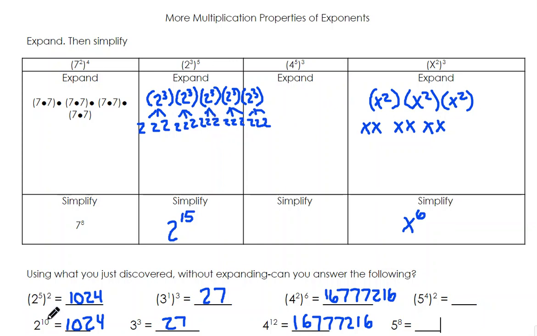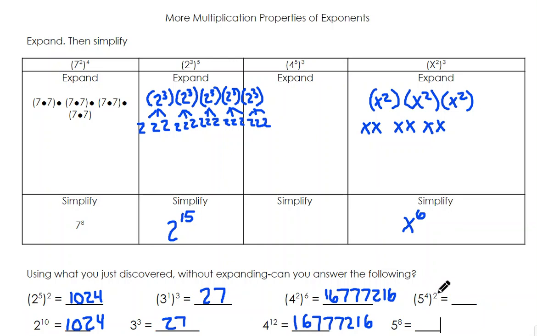So what's happening here? If I can see that 2 to the 5th raised to the 2nd power is the same as 2 to the 10th, what is happening to this 5 and this 2? How do I go from 5 and 2 to get to 10? Well, I can multiply this, right? 5 times 2 gives me 10. 1 times 3 gives me 3. 2 times 6 gives me 12, right? So if I do 4 times 2, that gives me 8, right?